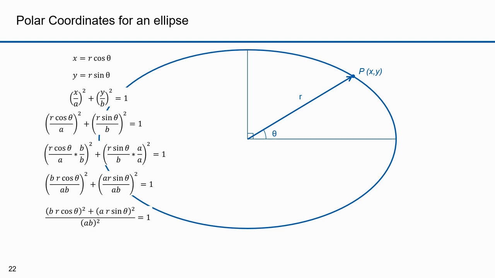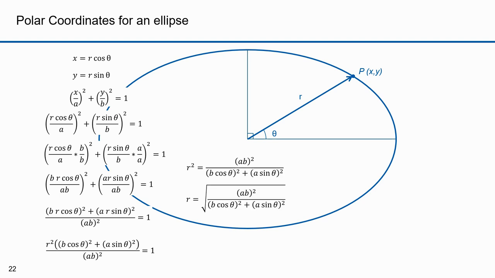Now we have a common denominator. We can combine terms and bring out r squared. We want to solve for r, so let's multiply both sides by a squared b squared and divide by b cosine theta squared plus a sine theta squared. If we then take the square root of both sides, we get this. And that simplifies to ab over the square root of (b cosine theta) squared plus (a sine theta) squared. Since we now know r and we previously knew theta, we can use these equations to compute x and y values. While this gives you the correct point for a given angle theta, the ellipse is still centered at the center of the coordinate system. We need to come up with a different formula for an ellipse centered at a focus point. And I'll do that right now.